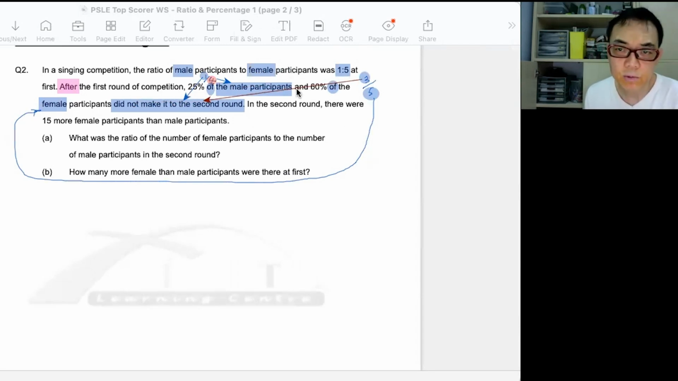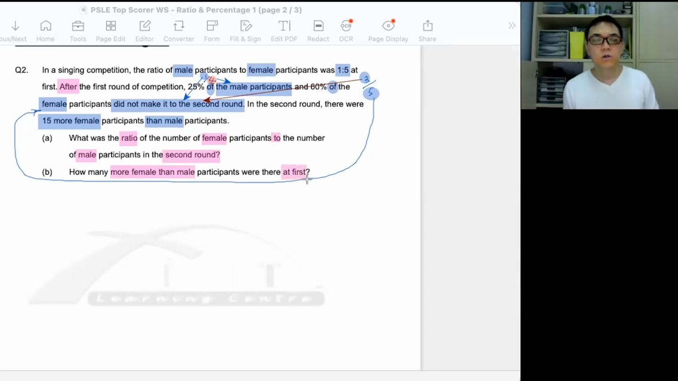Let's continue with the keywords, please. 15 more females than male. And what is the first question? Female to male when? Second round. And what's the second question? Just keywords, please. More females than male. Keywords only, please. Thank you. Okay, so you are saying that we should highlight the words second round here. Fair enough. So now we have the ratio of 1:5 at first.